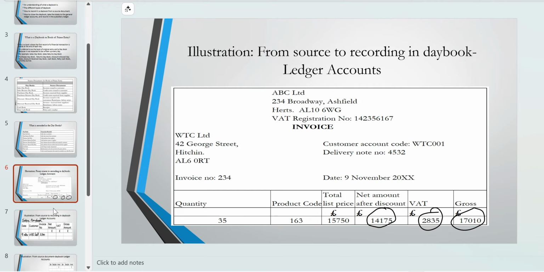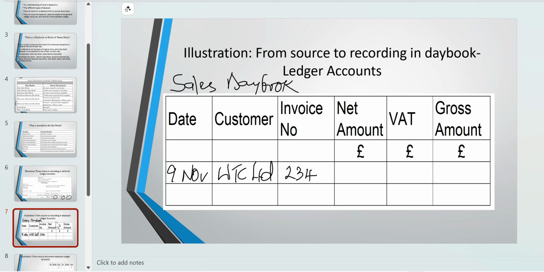So 14,175 is the net amount, and then the VAT is 2,835, and then the gross amount is 17,010.